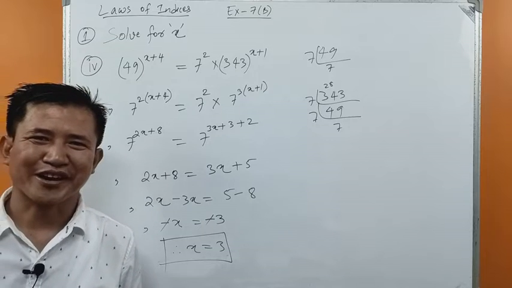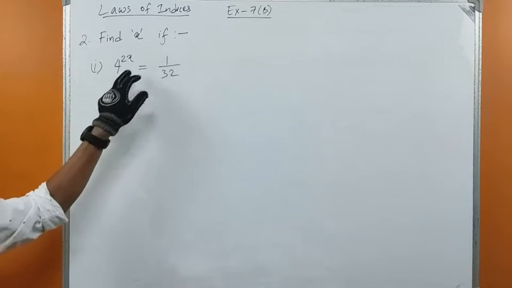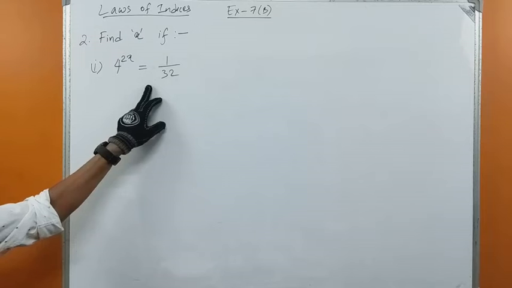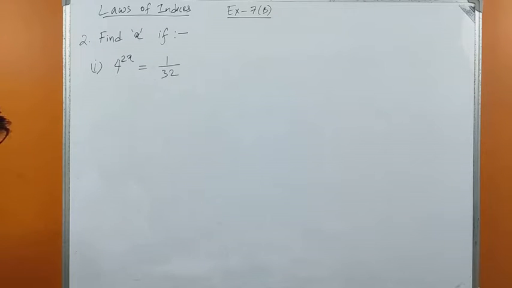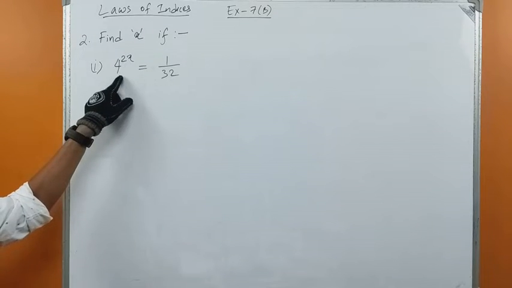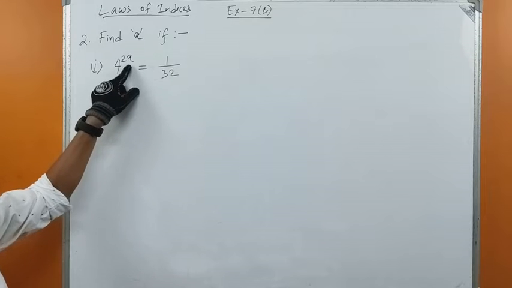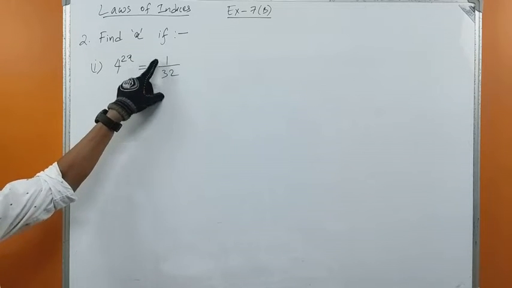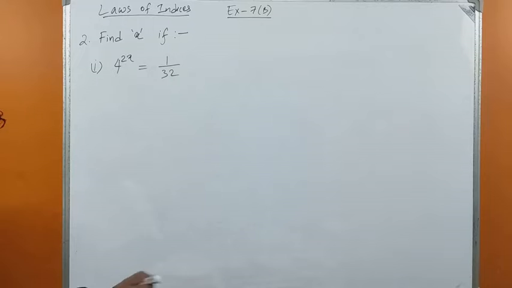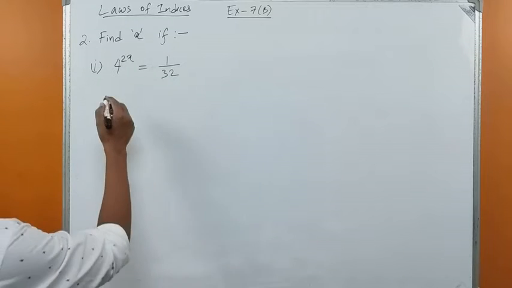Now let us do question number 5. Number 2, find x if. So this equation is given to us. We are asked to find the value of x from this equation. In the left hand side we have 4 to the power 2x, and in the right hand side we have 1 upon 32. Okay. So this is also a very easy question.